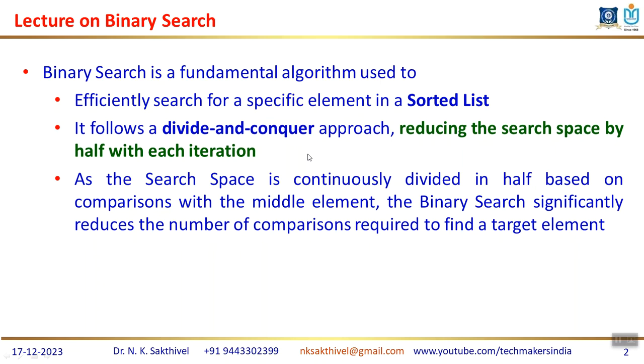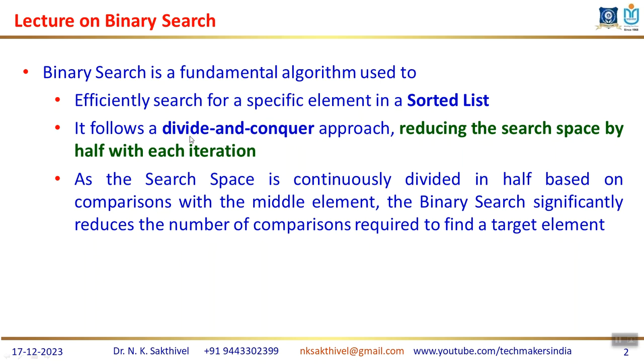Binary search functions based on the assumption, or the requirement, that in a list all the elements must be in sorted order. That is a very important one. Sorted order means ascending order. Whereas in linear search, the content is not required to be in sorted order. So that is the first important condition in binary search. Based on that assumption only, binary search functions.